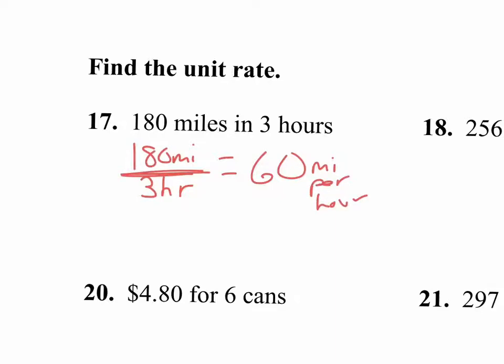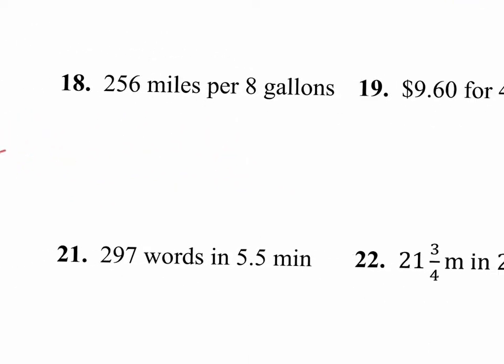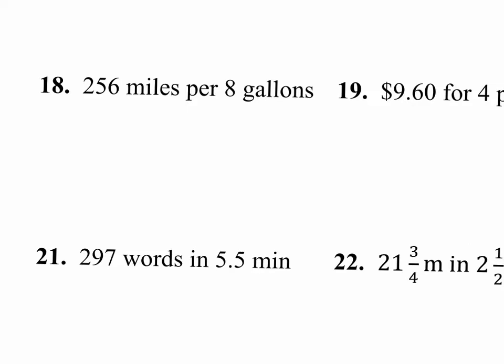Okay, so unit rates actually have 2 labels. We have to remember that. So it has miles and it has hour. So it's 60 miles per 1 hour technically. Alright, next one. So then I have 256 miles per 8 gallons.